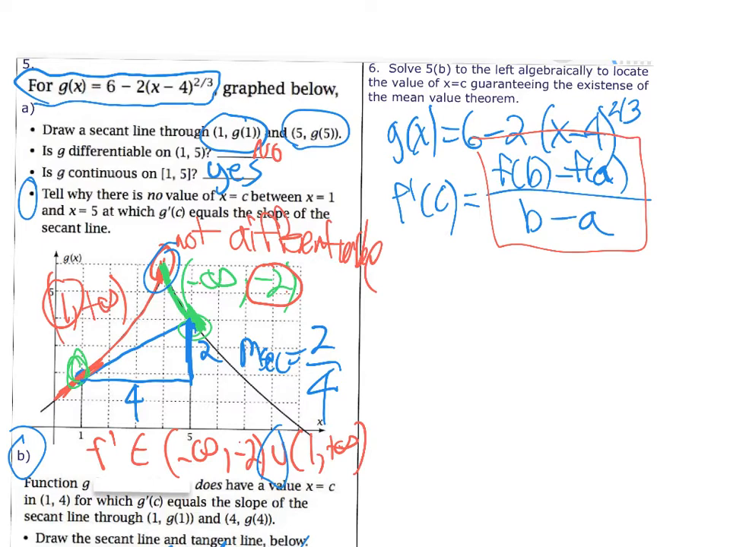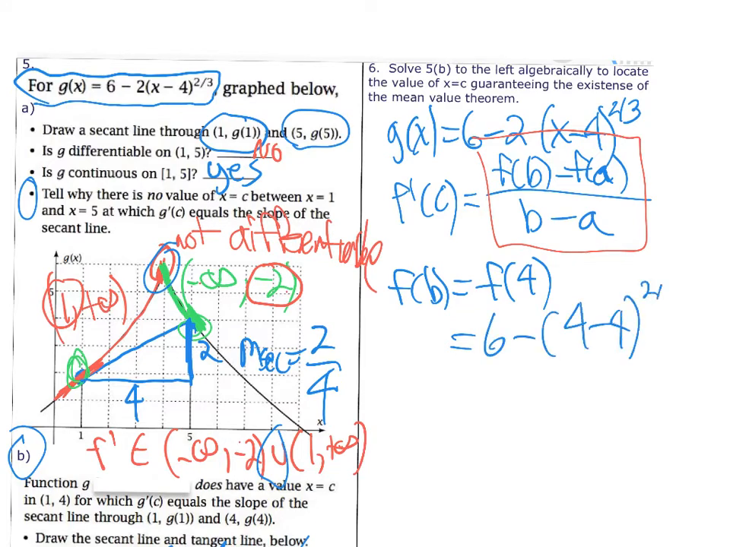The secant part is this part here. All right, so let's go with f at b, which is f at 4. In this case, we're doing it from 1 to 4. So f at 4 will be 6 minus, brackets, 4 minus 4 to the 2 over 3. That's just going to be 6. So that's f at b.